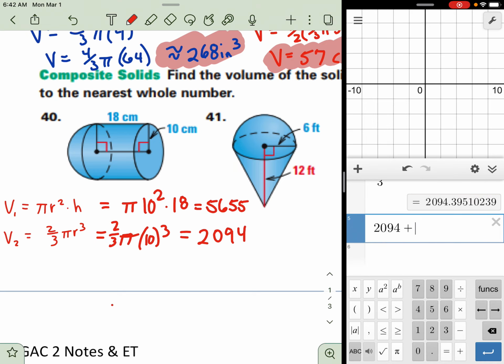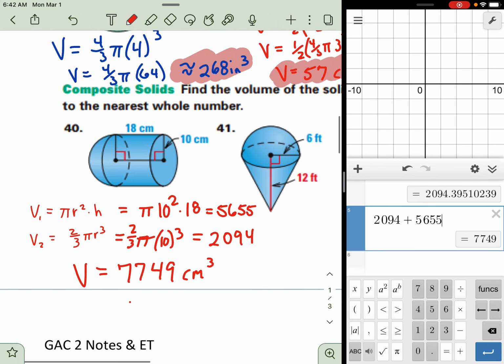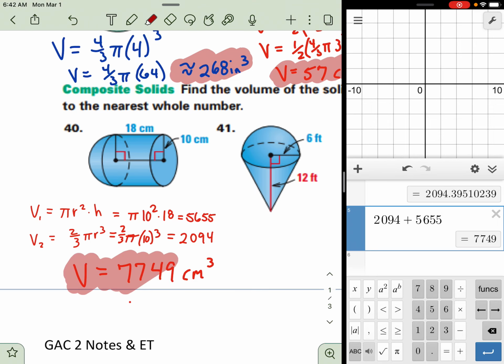2,094 is the volume of the hemisphere, and then 5,655 gives you a total volume for this composite shape of 7,749 centimeters cubed. So composite shapes, they're not as bad as they look. They look kind of complicated, but all it is, is figuring out what two shapes are being combined, and then you can add up their totals and get the volume.